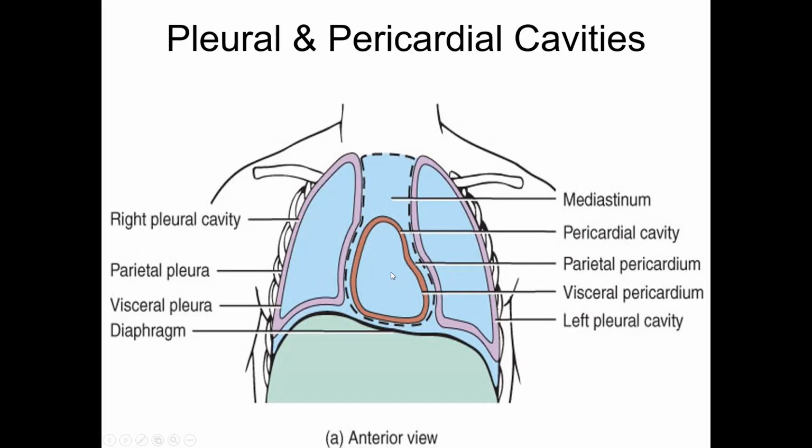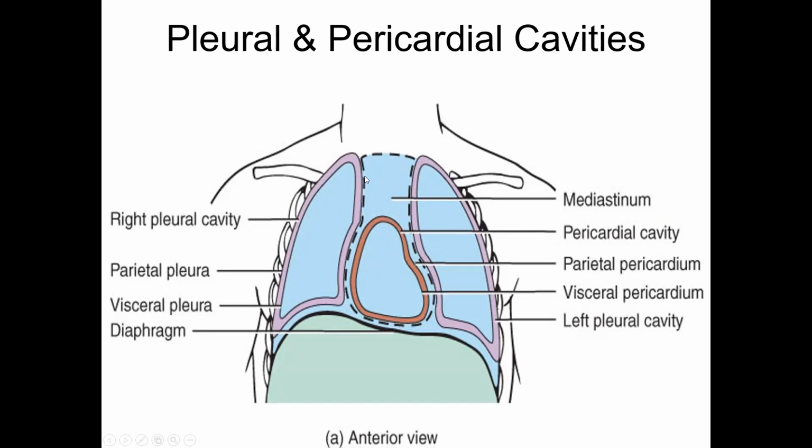There's a very similar situation with the heart. There's a pericardial cavity made up by the parietal and visceral pericardium. This brownish liquid here is the pericardial fluid, and this pericardial space surrounds the heart itself.